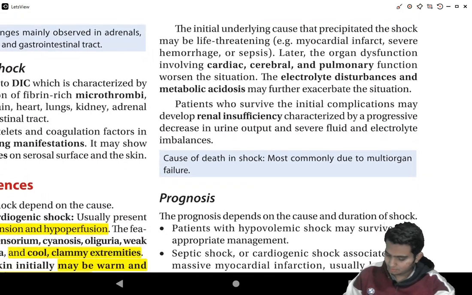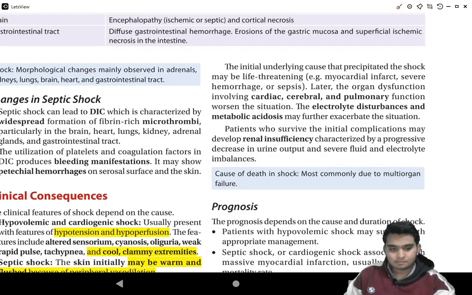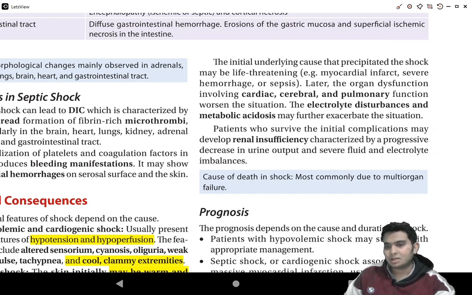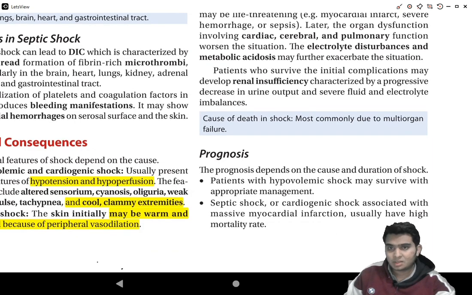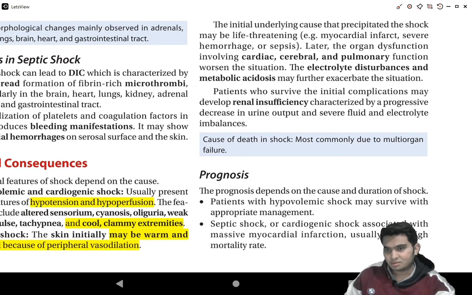The initial underlying cause that precipitated the shock may be life-threatening, for example myocardial infarct, severe hemorrhage, or sepsis. Later, multiple organs can also be involved, and cardiac, cerebral, and pulmonary function worsen as the shock progresses. Electrolyte disturbances and metabolic acidosis may further exacerbate the situation.